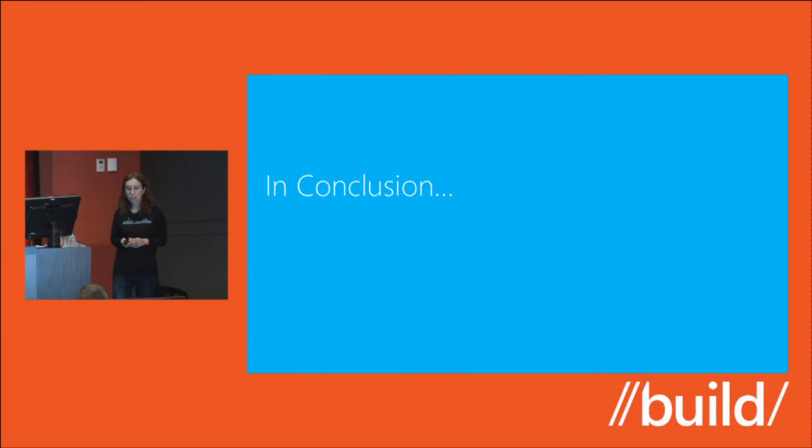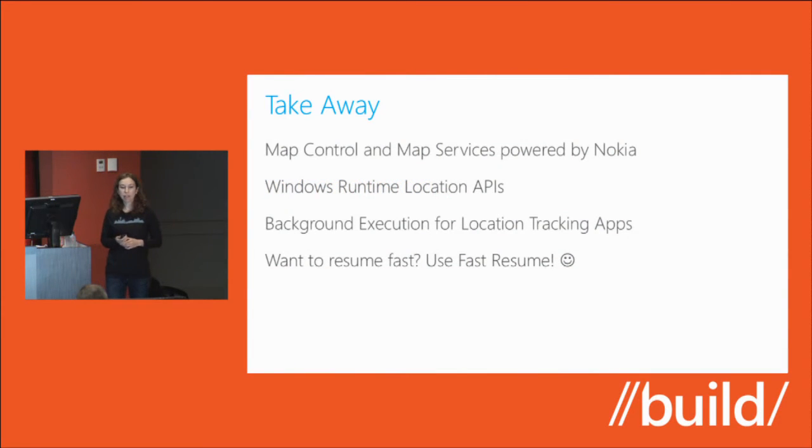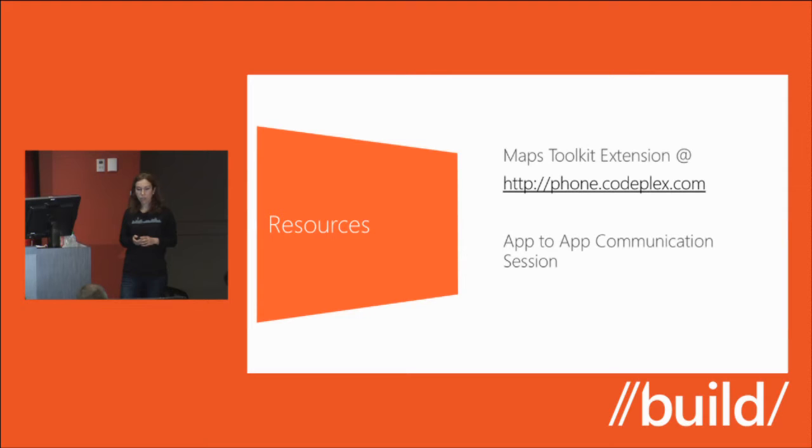So in conclusion, you have an outstanding map control and map services powered by Nokia. You have access to a Windows Runtime API for location. You can enable background execution for location tracking applications. And you can use fast resume for all applications built for 8.0. And resources, I'm giving you the link for the Map Toolkit extension.